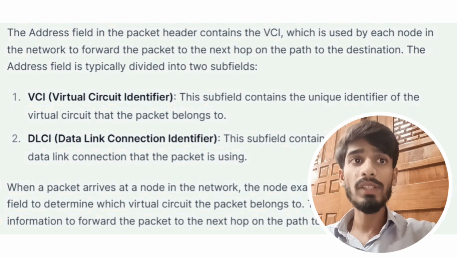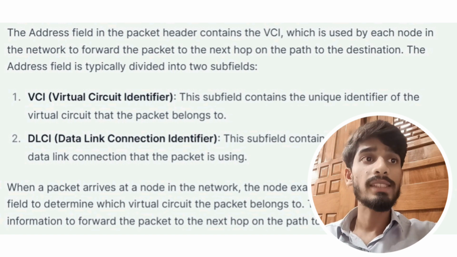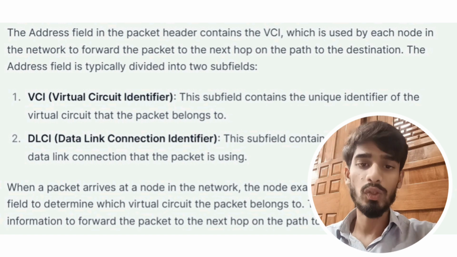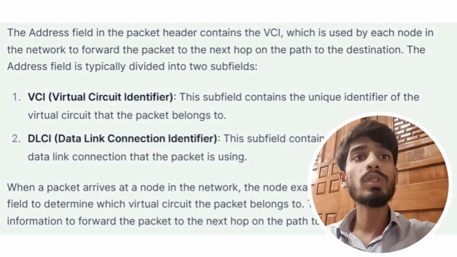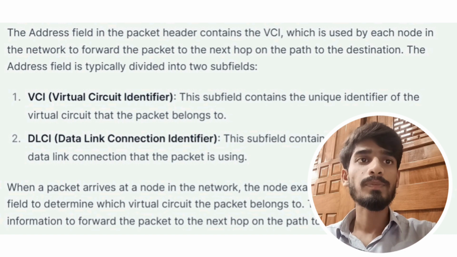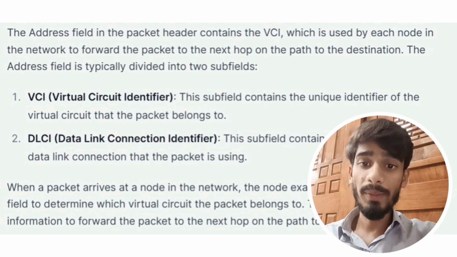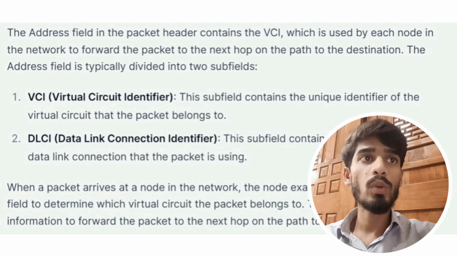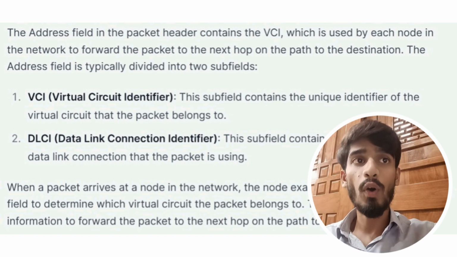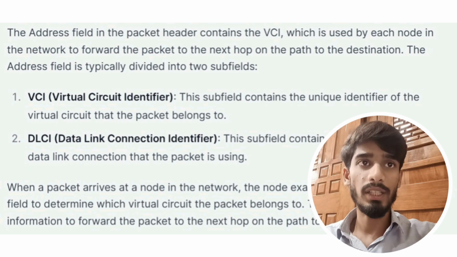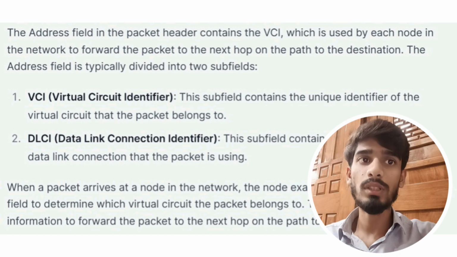When a packet arrives at a node in the network, the node examines the VCI in the address field to determine which virtual circuit the packet belongs to. The node then uses this information to forward the packet to the next hop on the path to the destination. In summary, the address field in a packet traveling through a VC network serves as a routing label, allowing nodes to forward packets to their intended destinations along the established virtual circuit.